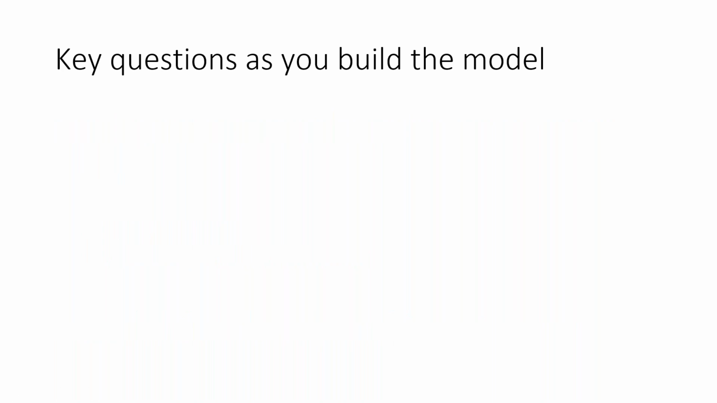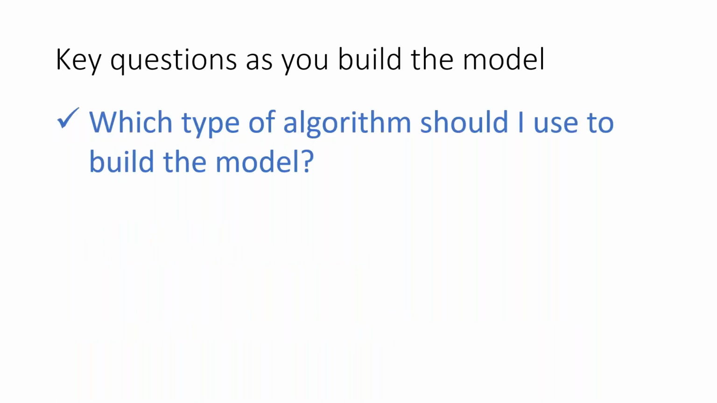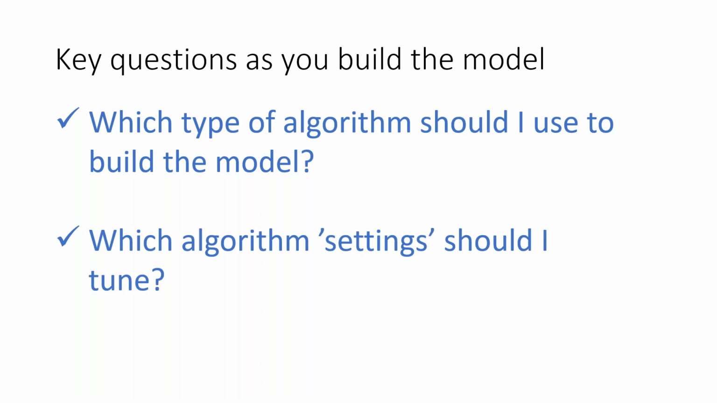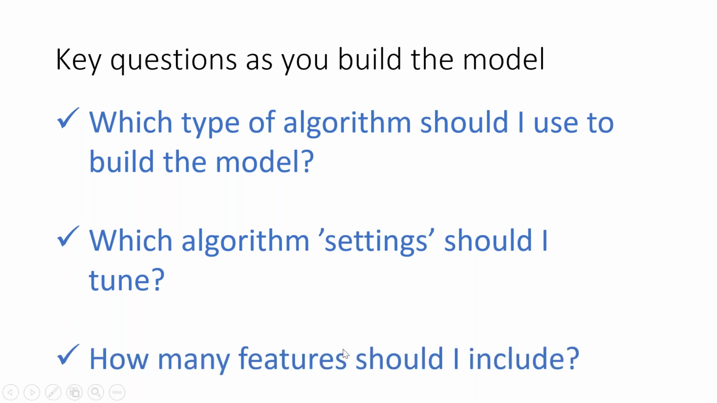So key questions you have to ask when you build the models: which type of algorithm should I use to build the model? That is a very important question. We'll work on that. Then which algorithm settings should I tune so that all these model complexity issues I am fighting cleverly? Then how many features should I include? Like in a table, there are 200 columns. X is not one column, but X is X1 to X250.